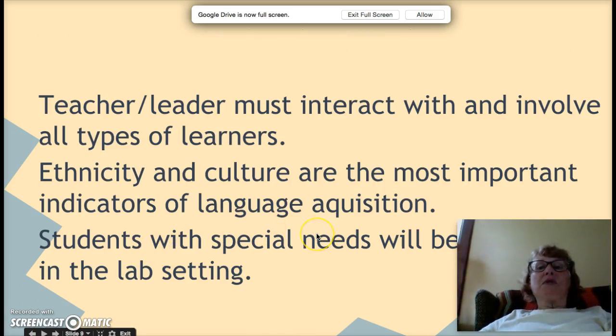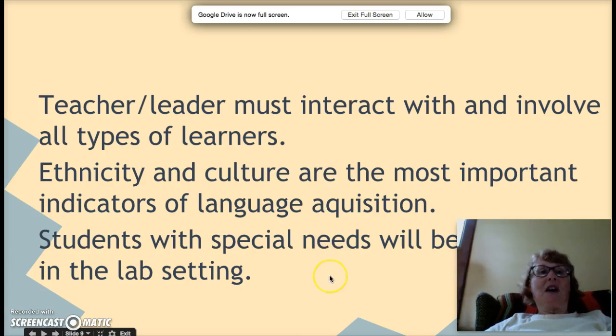So, in order to keep them engaged, I have to interact with each one of them, and that's one of the focuses: to have them understand that you personally are involved with them and their learning.